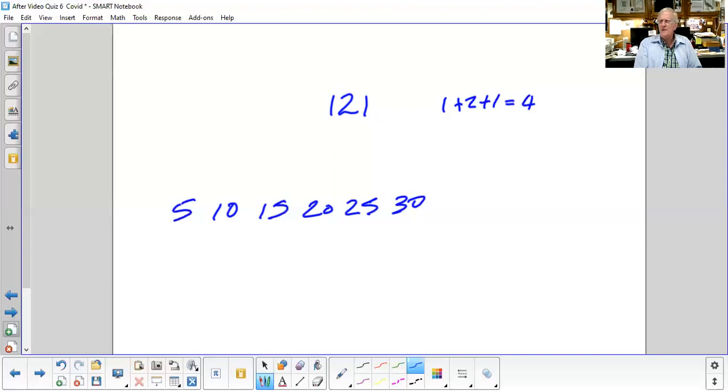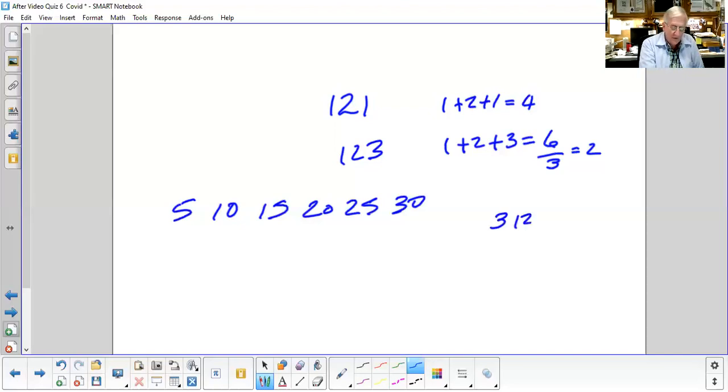How about 123? Is it divisible by 3? Let's see. 123, if you add its digits together, 1 plus 2 plus 3 equals 6. 6 is divisible by 3. It gives you 2, right? So guess what? 123 must also then be divisible by 3. And of course, if you divide 3 into 123, you'll see it goes 41 times.